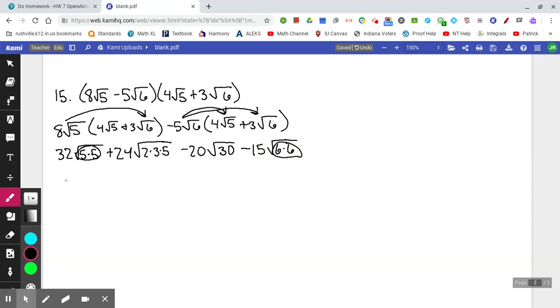Okay, so this is going to be 32 times 5, which is going to give me 160. And then plus, this is 24 square roots of 30. And then this is minus 20 square roots of 30. And then this is going to be a minus, and then 15 times 6, which is going to give me 90. So combining the like terms, I'm going to have the 160 minus the 90, which is going to give me 70. And then 24 square roots of 30 minus 20 square roots of 30. So 24 minus 20 is going to give me positive 4 square roots of 30. So here would be my final answer, 70 plus 4 square roots of 30.